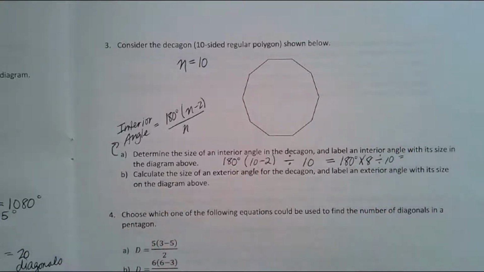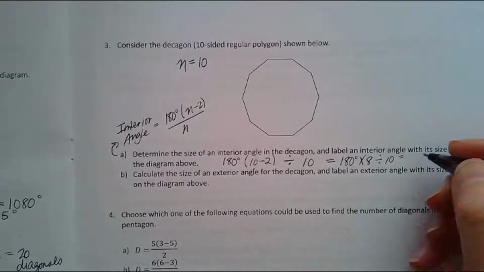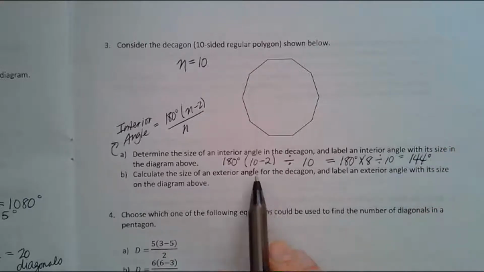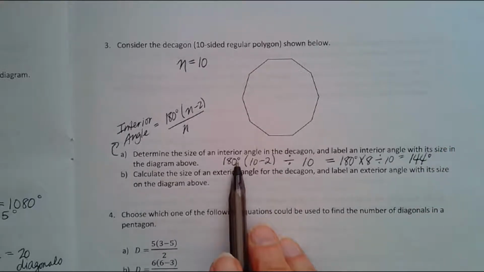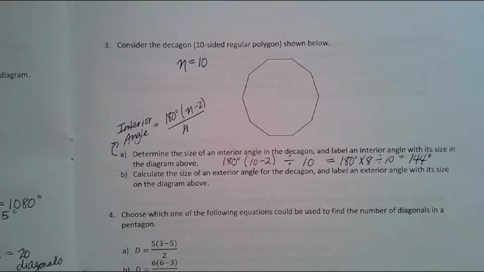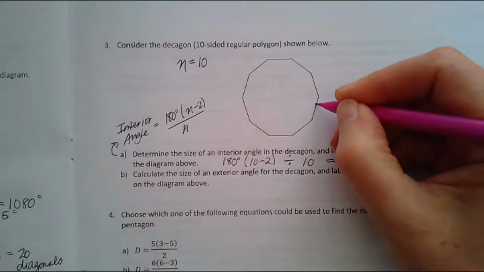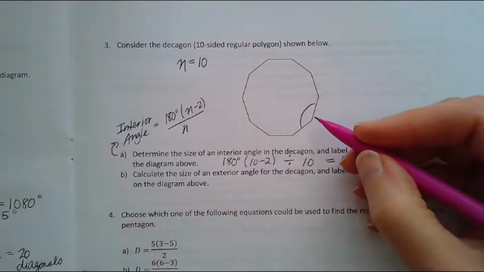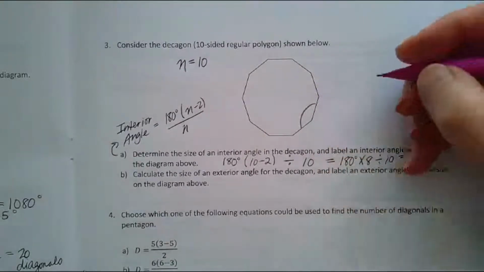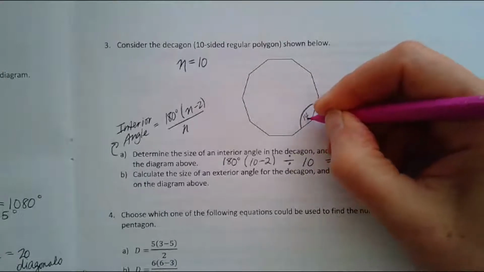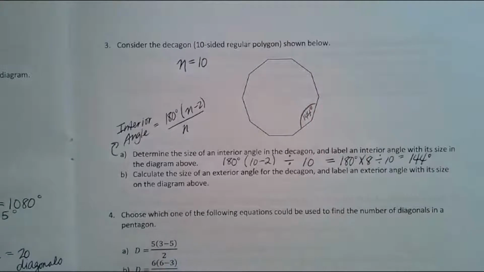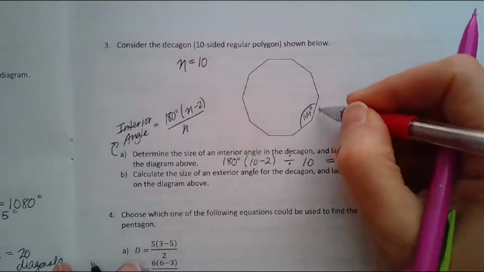And now I'm going to pick my calculator up. And I get 144 degrees. Okay, so that's the size of an interior angle. And remember, these are your interior angles right here. The more sides there are to a shape, the larger the angle gets, right? And this is an interior angle.